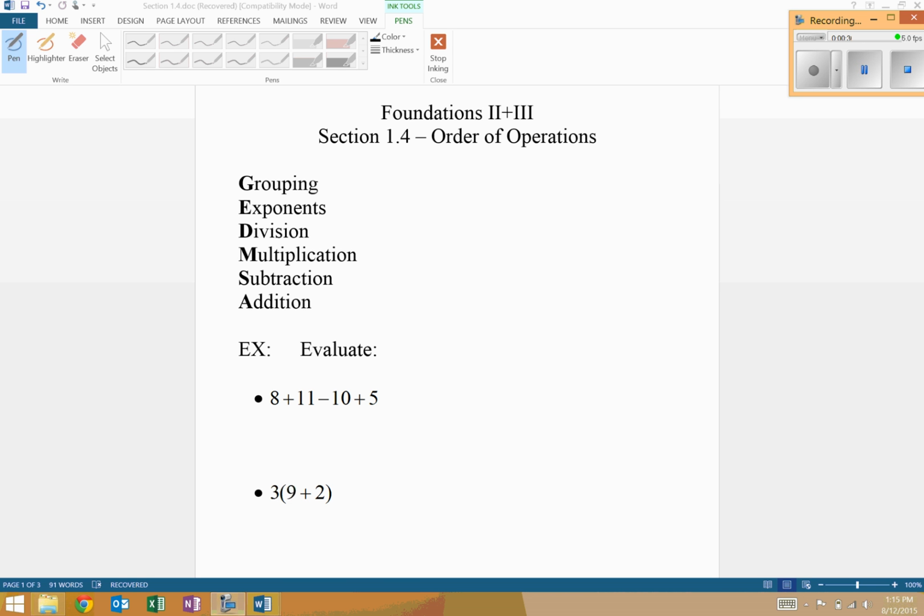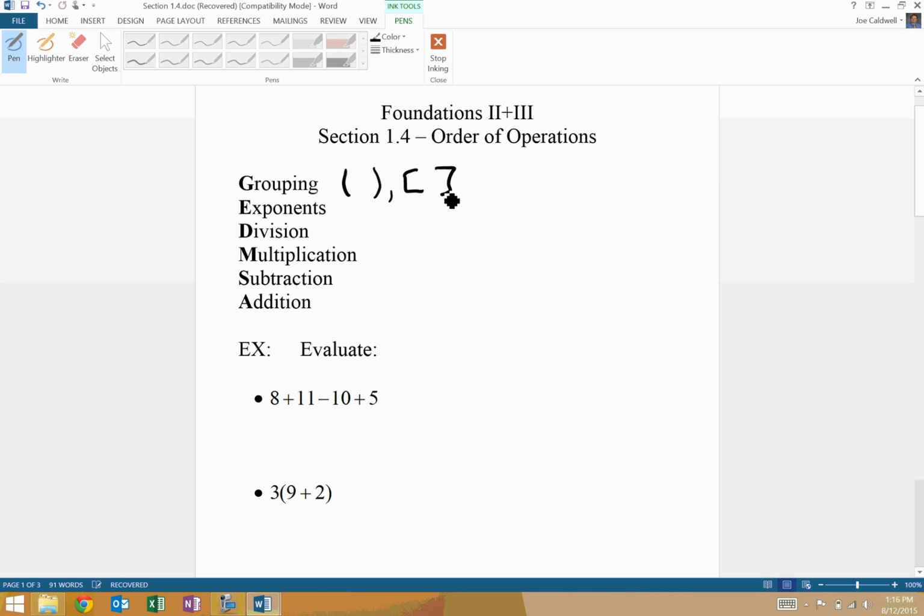I'm going to refer to them as GEDMAS. What the G stands for is grouping, and I say grouping because there are multiple types of grouping. There are parentheses, which is probably what you're most likely to see. But there are also brackets that we use in math, which are a way to group things. And actually, a fraction bar groups things by the top and the bottom.